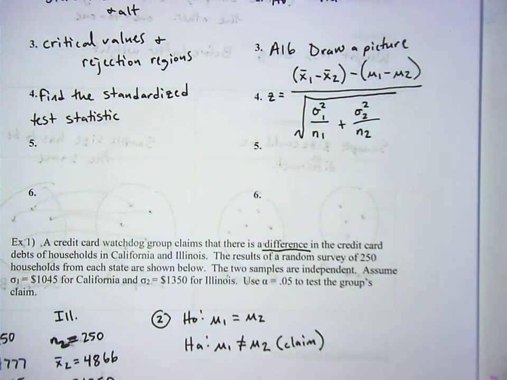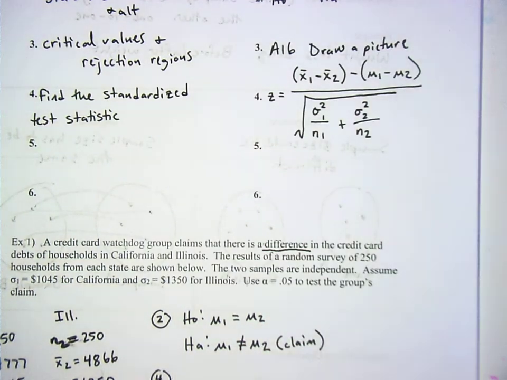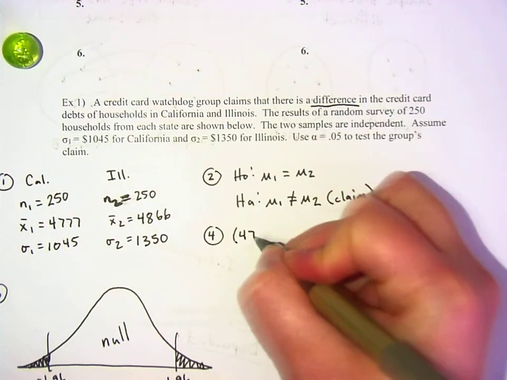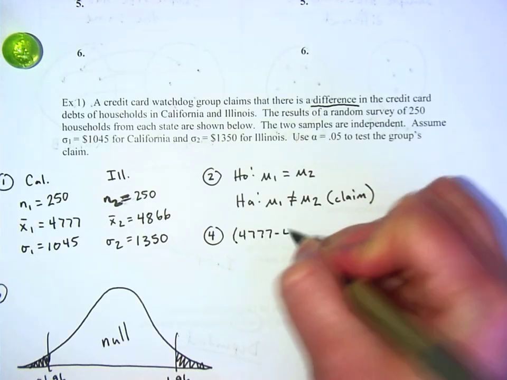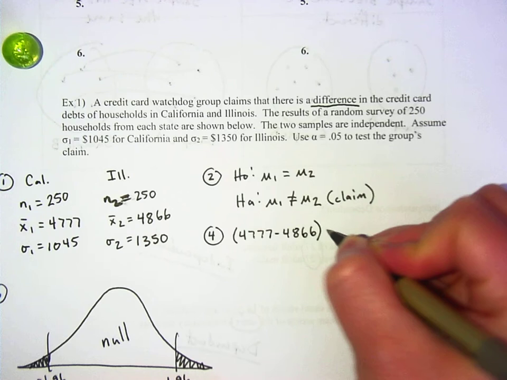All right, so let's find that test statistic. All right, let's write it out. Here we go. First, we're going to do x bar 1 minus x bar 2. So 4,777 minus 4,866 minus.